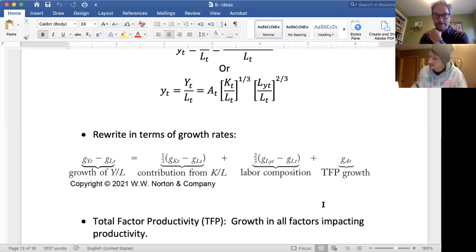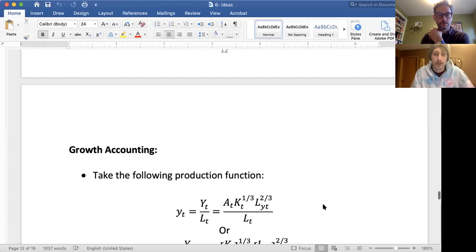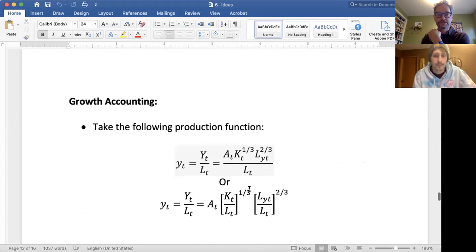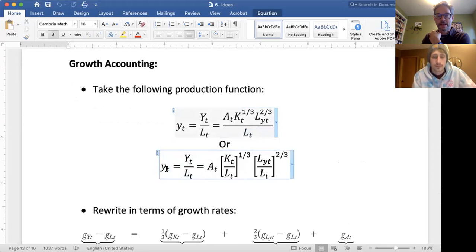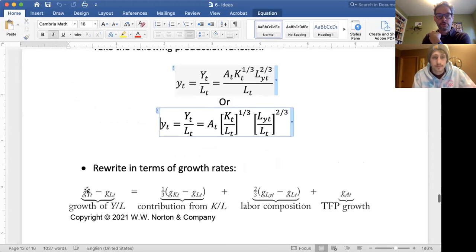Okay, let me pull up my notes. These are the notes from chapter 6. So we took growth accounting. If you start with a simple production function, you put it in per capita terms. L here is the population. If you then simplify it, you get this. And if you put it in growth rate, this is the growth rate of per capita output, the growth rate of per capita capital, the growth rate of labor force relative to the population. And then the leftover is total factor productivity, TFP, that we have to solve for.